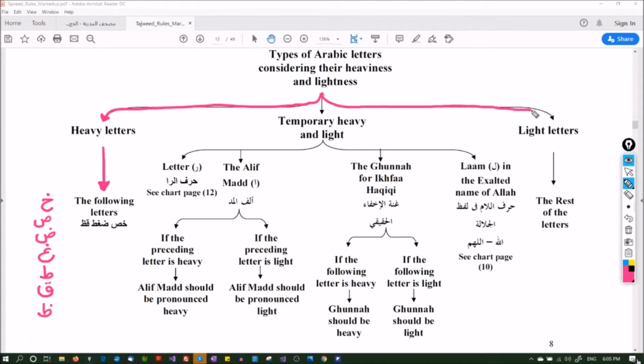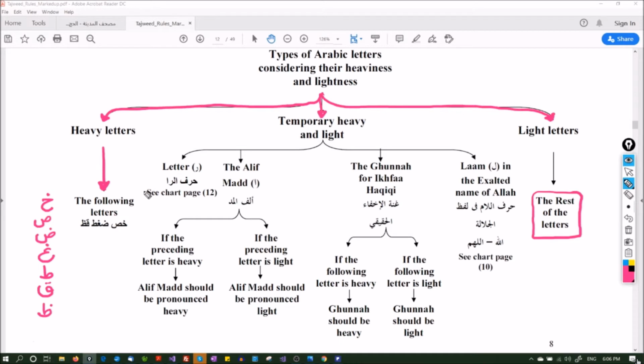What are they? They are all letters other than these, خصة ضغط قل. The ones in the middle are temporary. The rest of the letters here will be the light letters. So temporary, heavy, and light. Let's do the middle branch now.